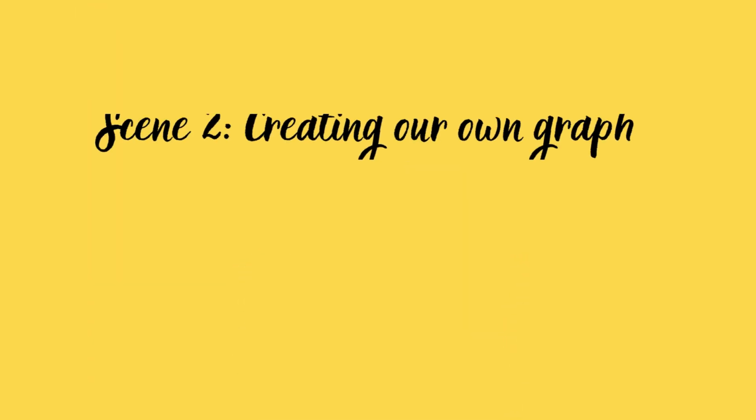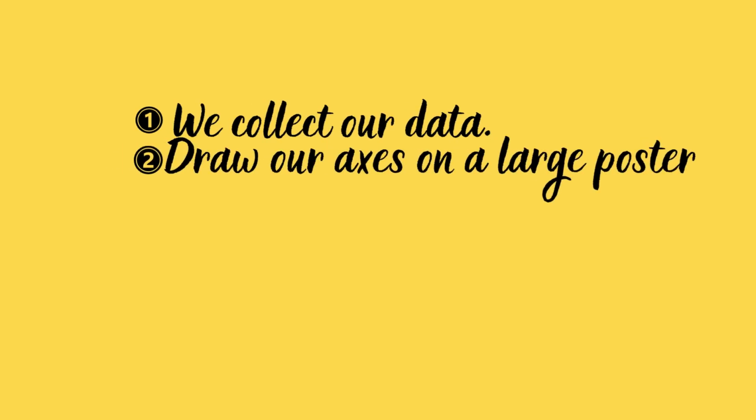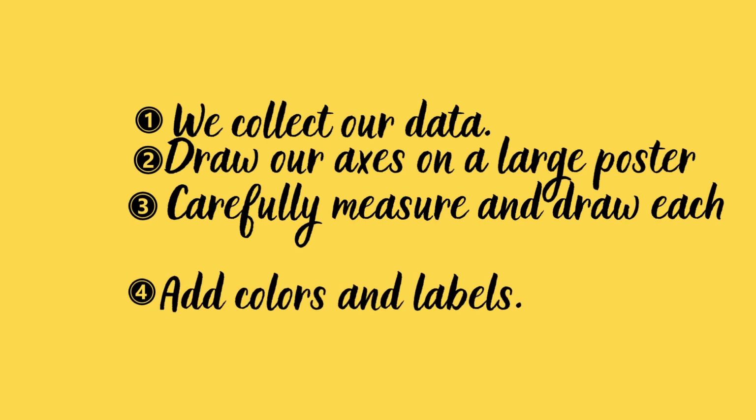Scene 2, creating our own graph. Inspired by the fruit fair, we decide to survey our classmates about their favorite ice cream flavors. Professor Plotter guides us through the process. The first step, we collect our data. The second step, we draw our axis on a large poster. Now the horizontal axis is the x-axis and the vertical axis is the y-axis.